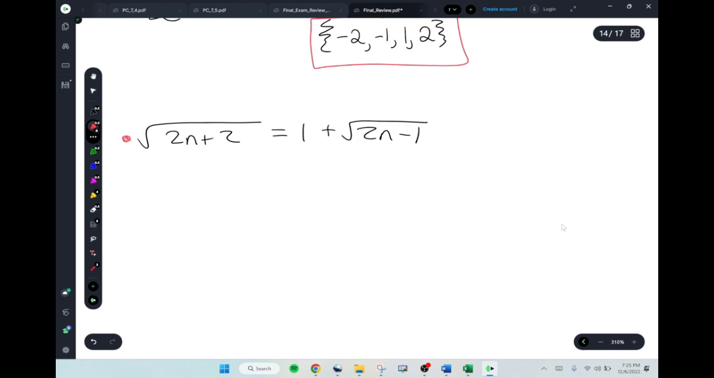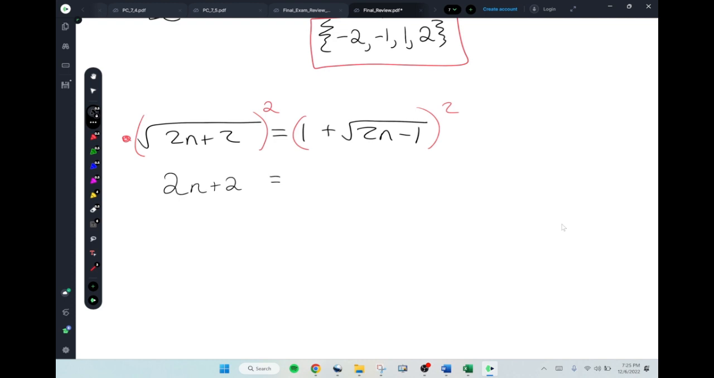Like I said, to get started, we're just going to square both sides. Get rid of those square roots. We don't like them. Square the left side. Square the right side. Left side leaves you with 2n plus 2. Right side leaves you with.